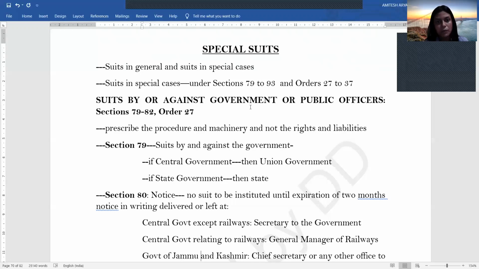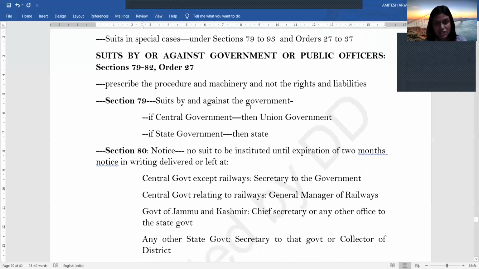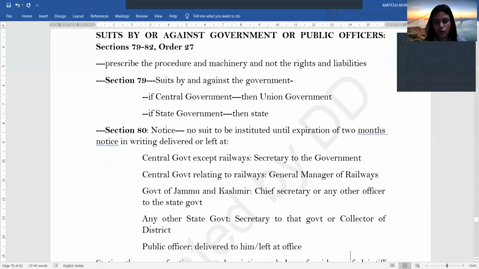Section 80 is a very important section in relation to such suits, that is about notice. Now, no suit can be instituted against the government or the public officers, etc., unless 2 months' prior notice has been delivered. If it is the central government, then to the secretary to that government. If it is the central government relating to railways, then to the general manager of railways. For the government of Jammu and Kashmir, the chief secretary or any other officer. For any other state government, then the secretary to that government or the collector of that district.